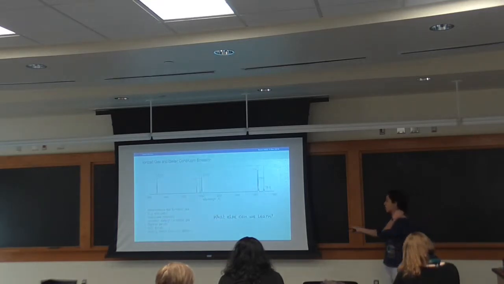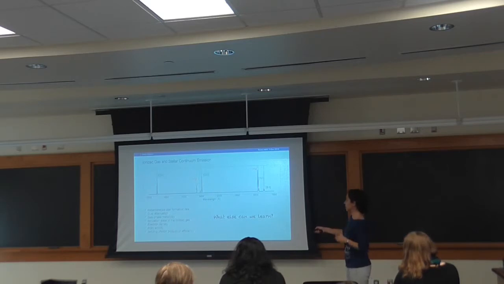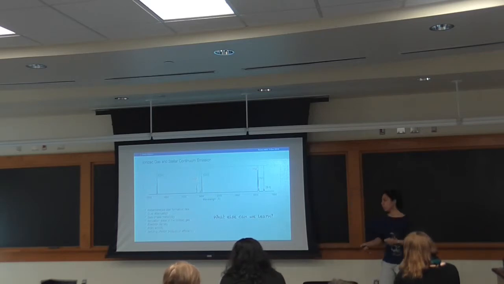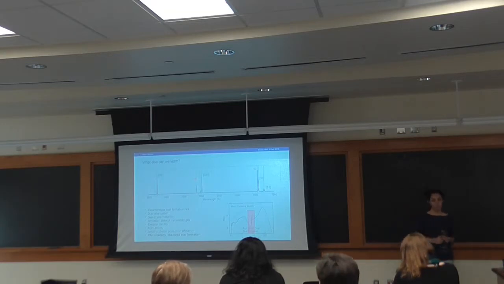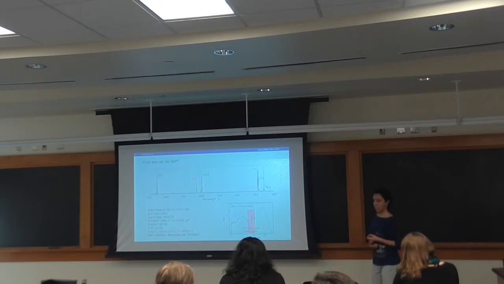So back to this plot, we learned that by combining the emission from ionized gas with the stellar continuum, we can learn about all this stuff. Now, if we add the mid-infrared emission, we can also learn about the obscured star formation and the properties of the PAH molecules in galaxies.